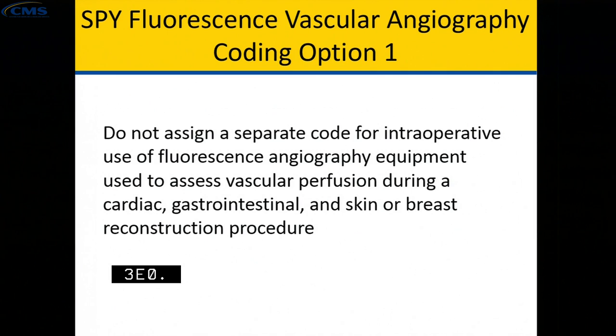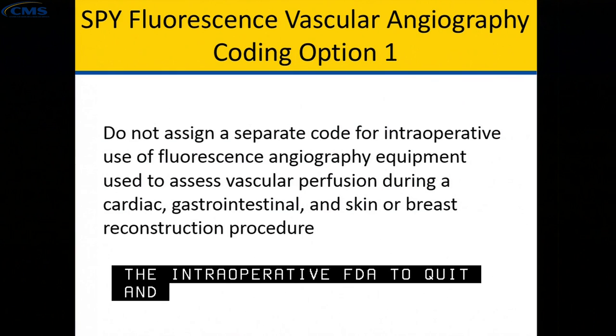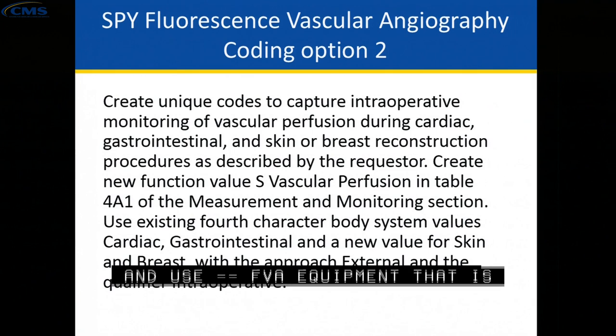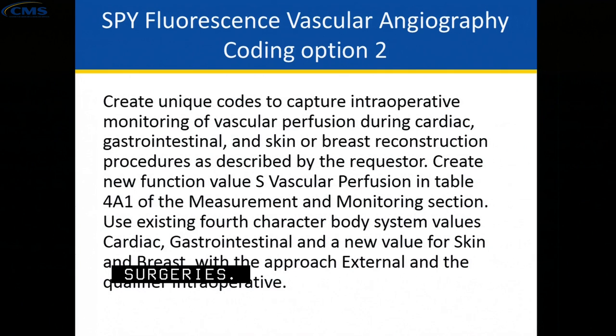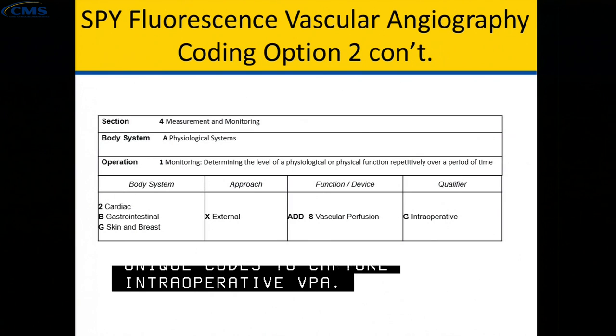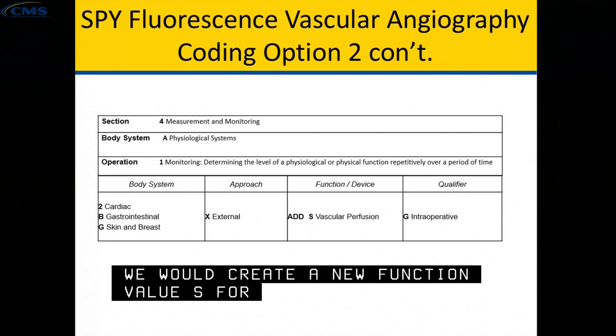Okay. Coding option one would be not to assign a separate code for the intraoperative FVA equipment that's used to assess vascular perfusion during any type of those surgeries. Coding option two would be to create unique codes to capture the use of intraoperative FVA during various types of procedures. We would create a new function value S for vascular perfusion, and it would be in table 4A1 for measurement and monitoring. And we would use the existing fourth character values to describe the various body parts.